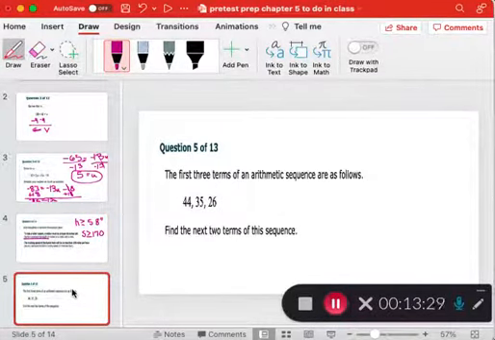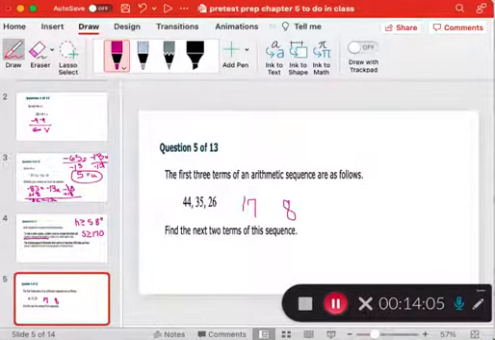Question 5, the first 3 terms of an arithmetic sequence. Now that can be pronounced arithmetic either way; either one is correct. So the first 3 terms of an arithmetic sequence are as follows: 44, 35, 26. Find the next 2 terms in this sequence. 17 and 8. So he's saying 17 and 8. How did you do it, Braden? Well, the tens place is going down by 1 and the ones place is going up by 1. So it's subtracting by 9 each time.